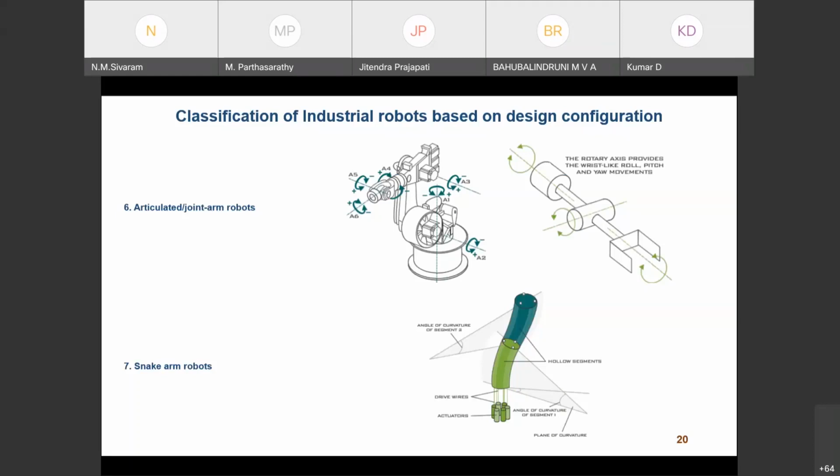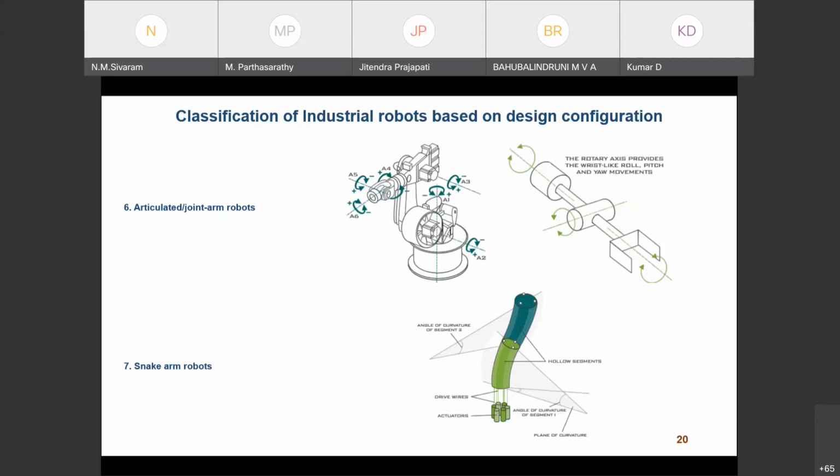If there is some contact you are making with the robot inside the work envelope, then the robot motion may take place and that can lead to severe injury. So as a robotic engineer or a person who is working in robotics, you should be very well aware of the work envelope of that particular robot. If you are working with an articulated or joint arm robot, which has 6 degrees of freedom, you should always know what the work envelope is.